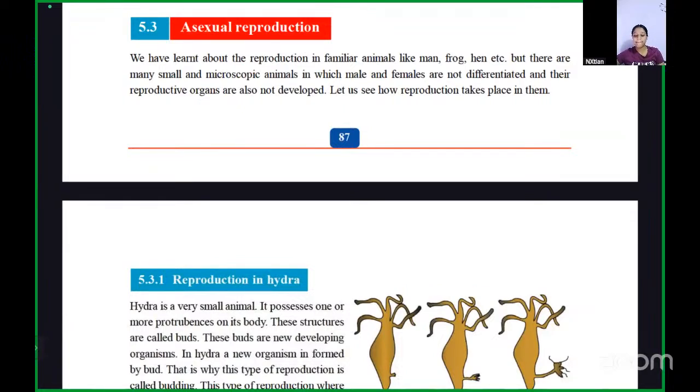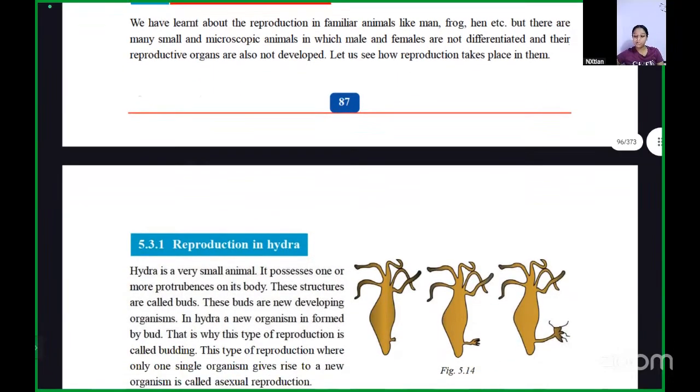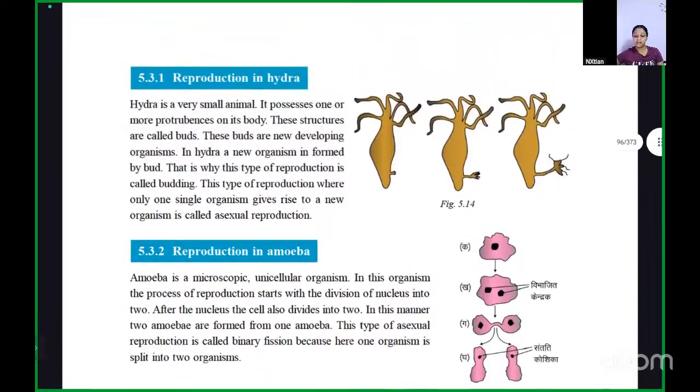Now we have learned about reproduction in familiar animals like man, frog, hen, etc. But there are many small and microscopic animals in which male and female are not differentiated and their reproductive organs are also not developed. So, how does reproduction take place in them?